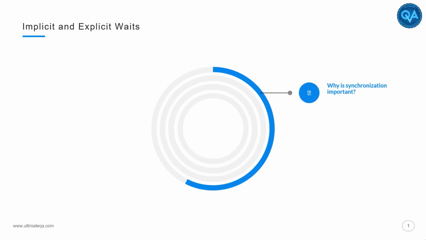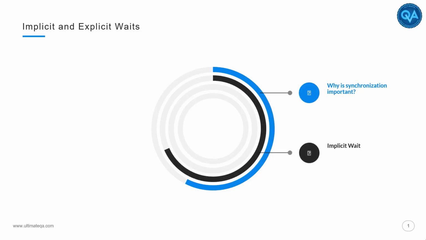So first, I'm going to introduce you and show you why synchronization is actually important, and how synchronization actually leads to flaky tests, so then you can learn exactly how to avoid those flaky tests. Next, you're going to learn about implicit wait. You're going to learn exactly what it is, how to create an implicit wait using Selenium WebDriver API, the default timeout, and the exceptions that are thrown when you use an implicit wait.